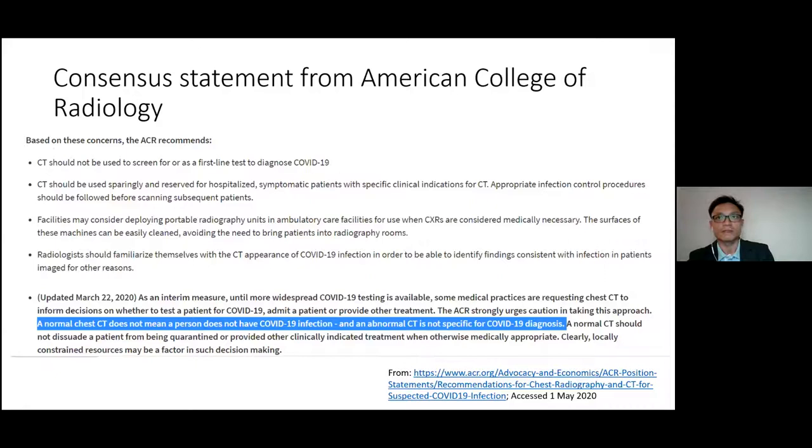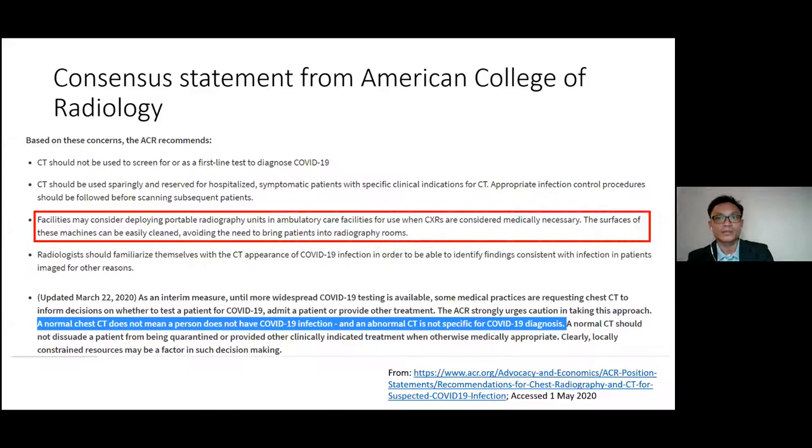Our local practice of using CT sparingly is aligned to the practice in the health systems of other developed nations in Europe and in the US, including the American College of Radiology, which states that CT should not be used as a first-line test to diagnose COVID-19. Given that a normal CT chest does not mean that a patient does not have COVID-19 infection, and an abnormal CT is not specific for COVID-19 diagnosis.